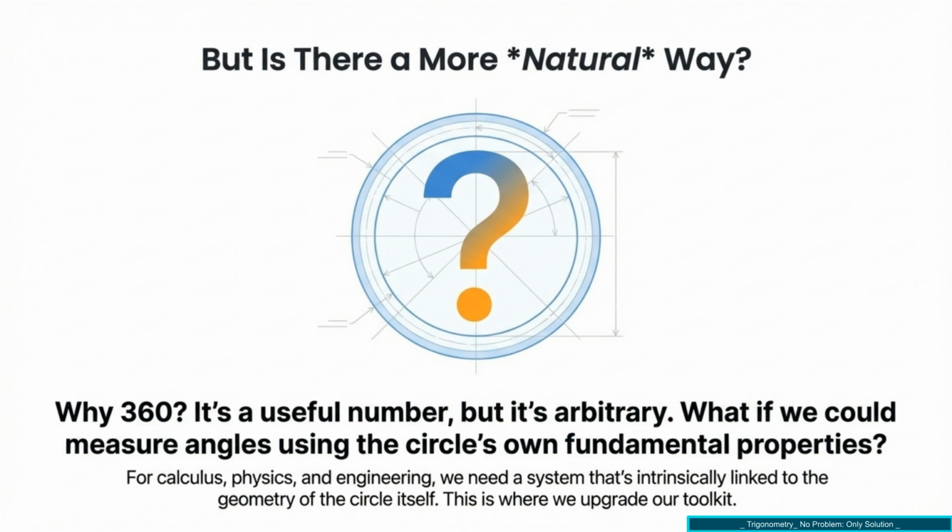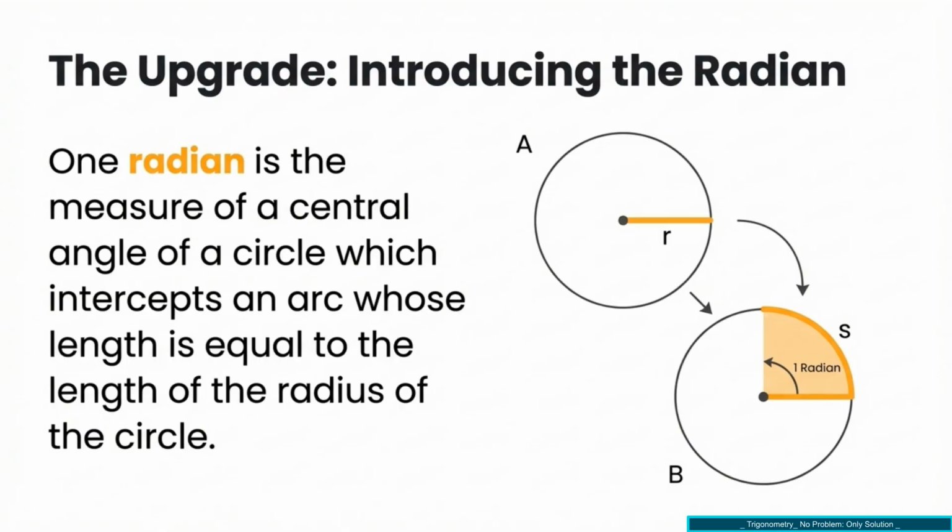While 360 is a useful number, it is arbitrary. For advanced math like calculus, we need a system linked to the circle's fundamental properties. Is there a more natural way to measure angles? This brings us to the radian. 1 radian is the measure of a central angle of a circle that intercepts an arc whose length is equal to the length of the radius of the circle.